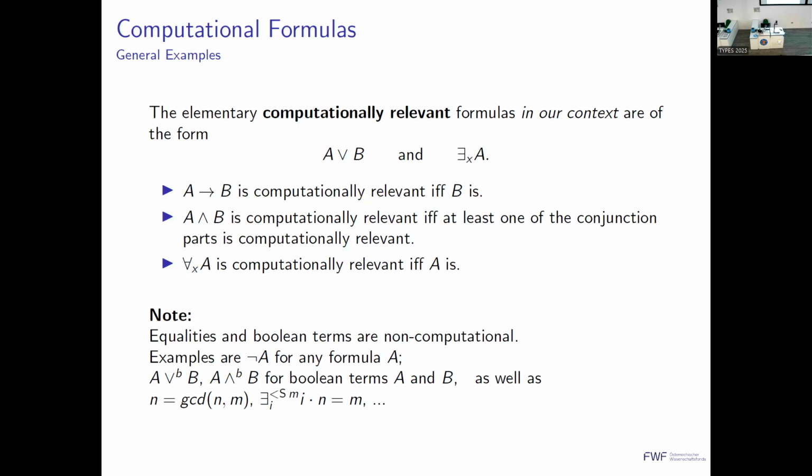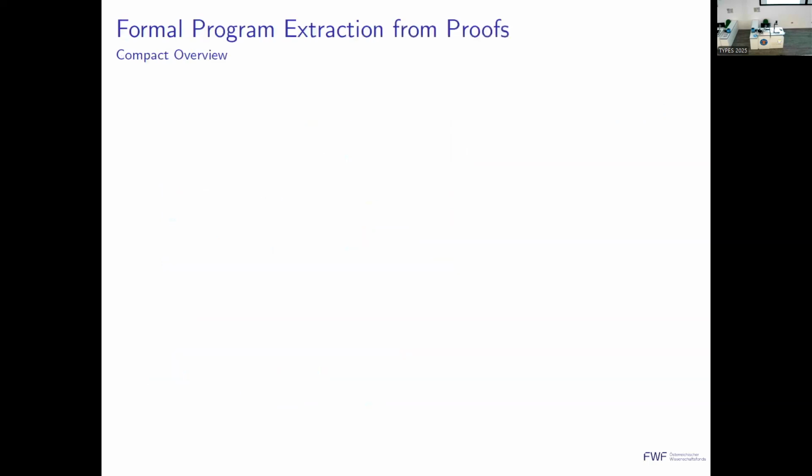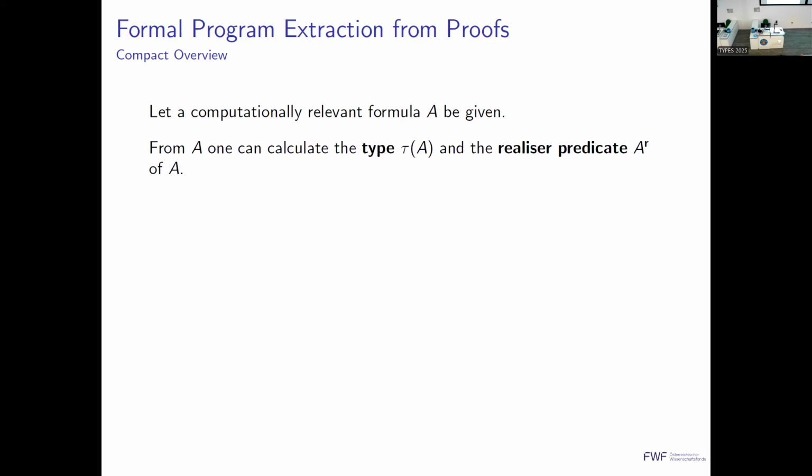And out of computationally relevant formulas, we now want to get an extracted term, or a program, from a proof. There is this program extraction, which is part of Minlog. I will give you a compact overview because it's also a quite nice idea. First of all, you have such a computationally relevant formula. And from this formula, you can define the type of this formula, and also a realizer predicate.